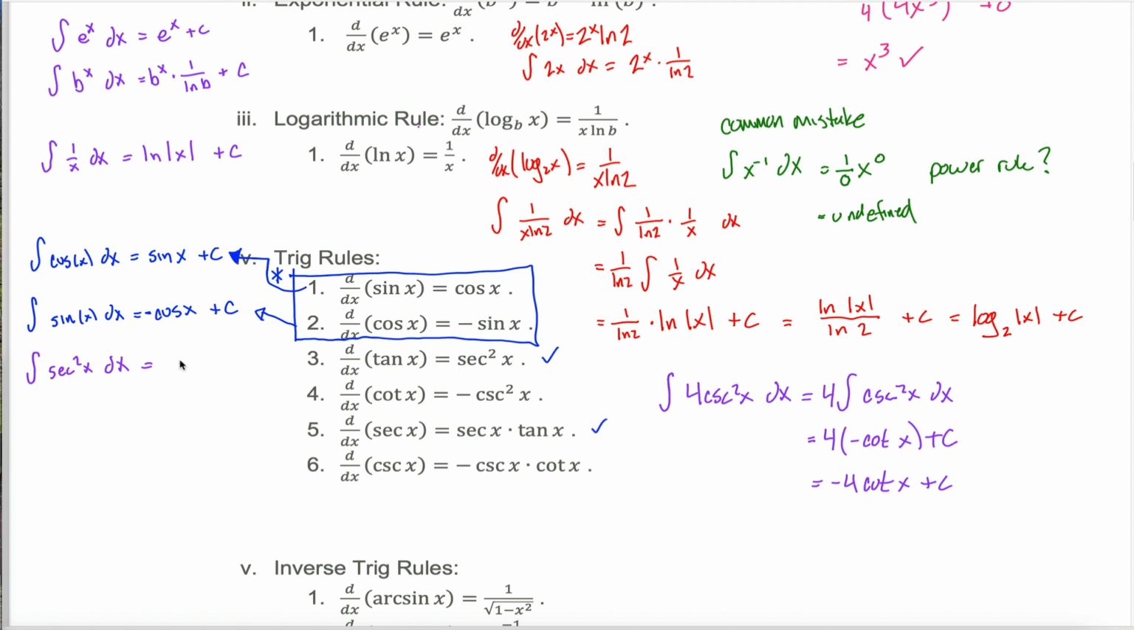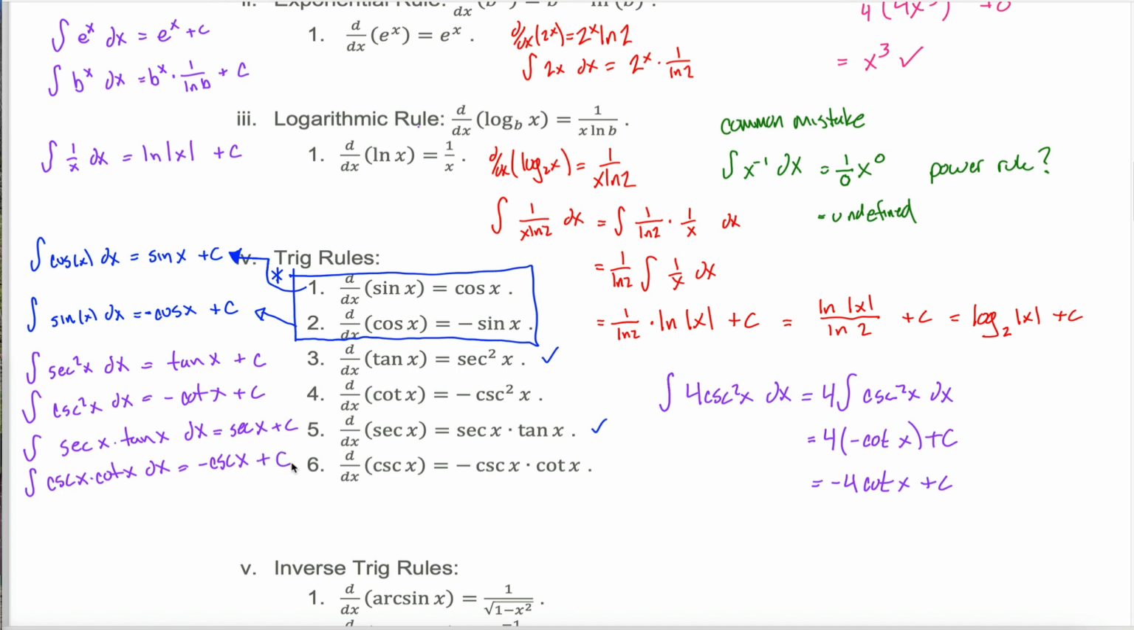The antiderivative of secant squared x is equal to tangent of x plus c. The antiderivative of cosecant squared is equal to negative cotangent of x. The antiderivative of secant times tangent is equal to secant of x. And finally, the antiderivative of cosecant times cotangent is equal to negative cosecant of x. And technically, for all 4 of those, we should tack on a plus c. Definitely understand the 2 blue ones. These bottom 4 ones are, I don't know, optional-ish. I'll sort of leave that up to you.